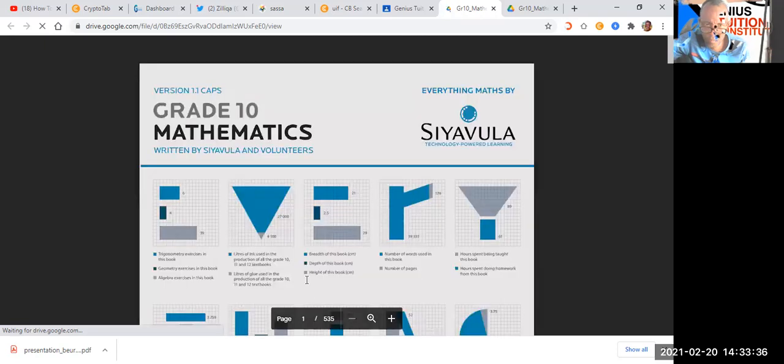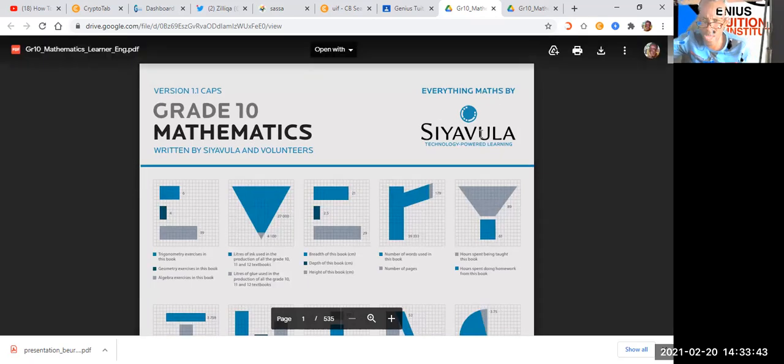Yeah, this is the great news of the fourth industrial revolution. It shows us pages, page one of 535. So the whole book is in your phone. You're just waiting for it to open. Oh my God, it's taking so long, my computer. Yeah, there it is, guys. This is grade 10 mathematics, Siyavula, Everything Maths.